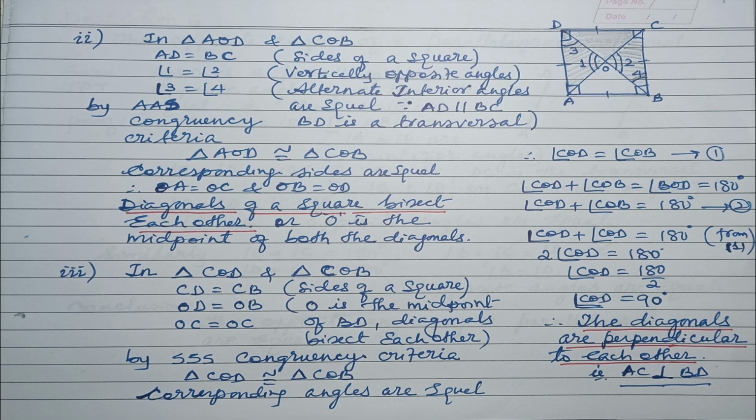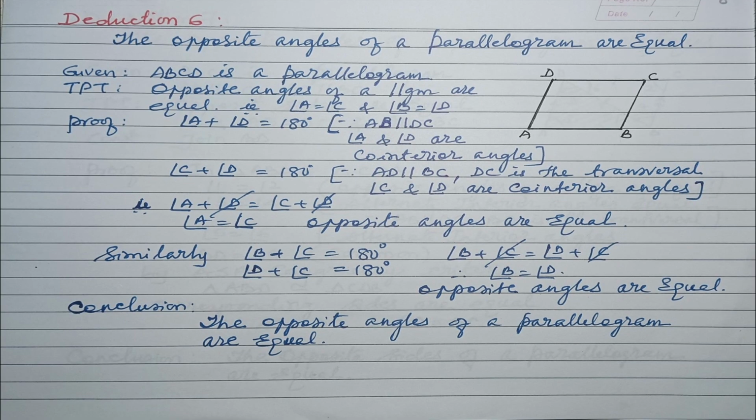So we have just proved that in a square the diagonals are equal, the diagonals bisect each other, and the diagonals are perpendicular to each other. They are the properties of a square, and try to understand and remember that.